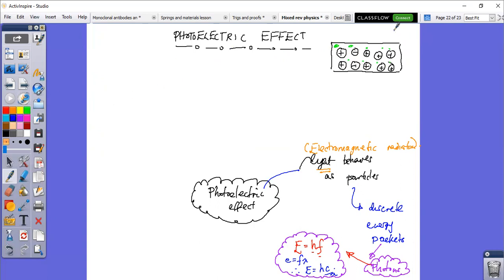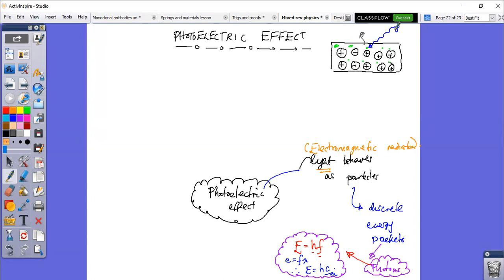So if I have a photon, okay, that's my photon with that symbol there. This can interact with the surface electron. Now note, of course, that there is an attraction between positive and negative here. So these electrons are actually bound by that attraction. However, they can get sufficient energy, which can allow them to escape.